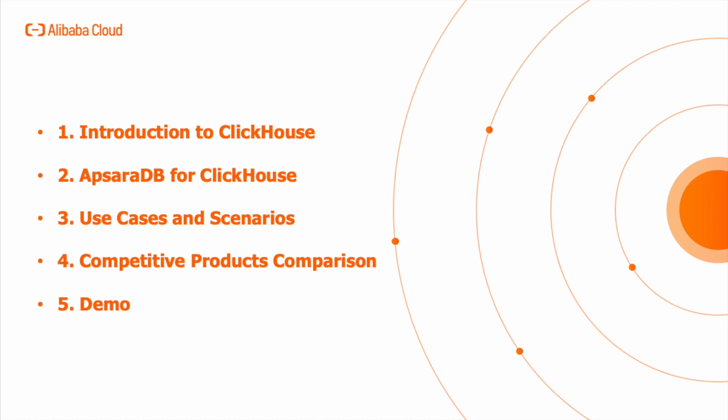We will show you some enhancements that we made, and also the difference between ApsaraDB for ClickHouse and the open source version of ClickHouse. In the third part, we're going to show you some use cases and scenarios, where we could use ClickHouse to help enhance your business. In the fourth part, we're going to help you understand the difference between ClickHouse and other OLAP products, like AnalyticDB. And at the end, we are going to show you an interesting demo to help you see the performance that ClickHouse can deliver.